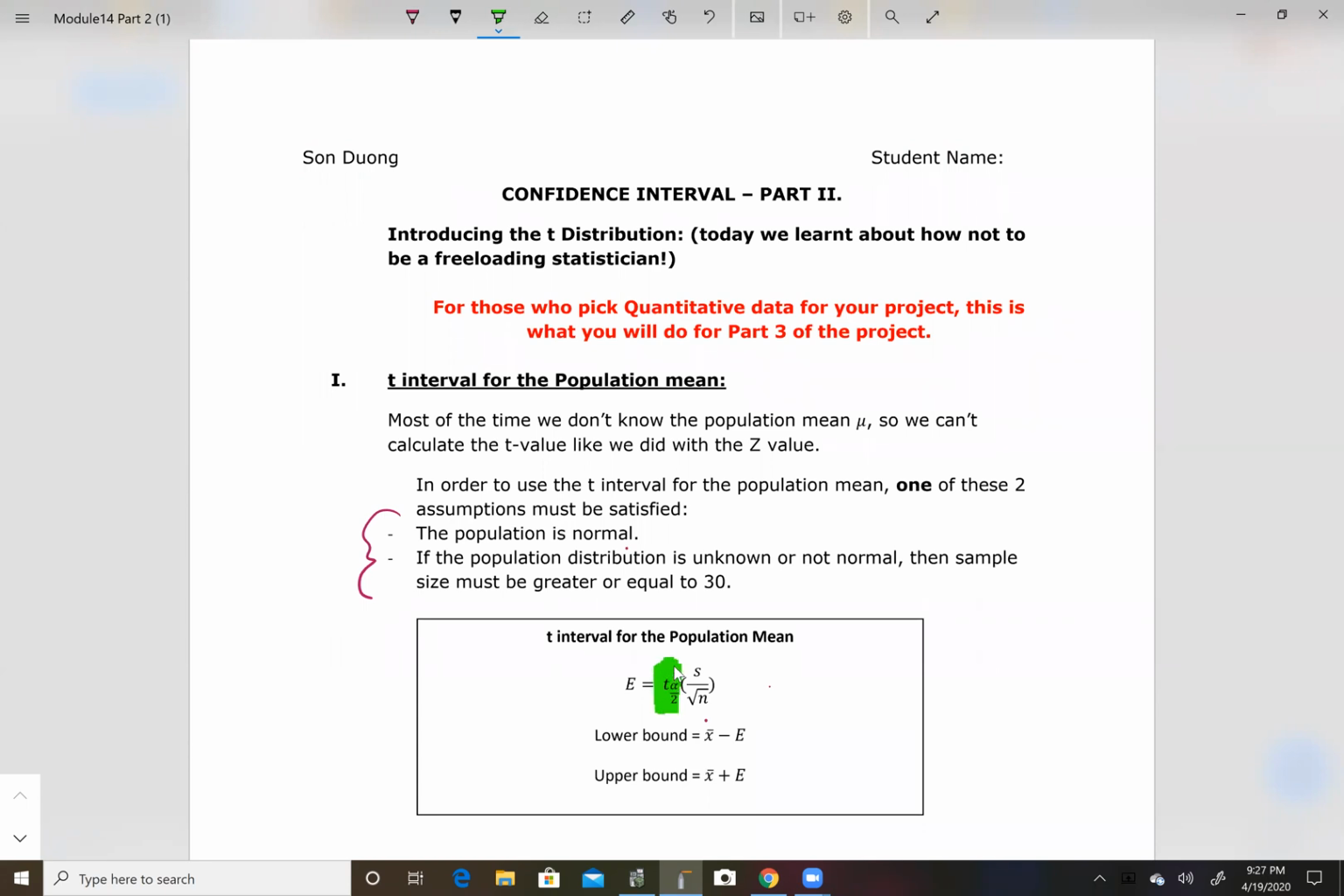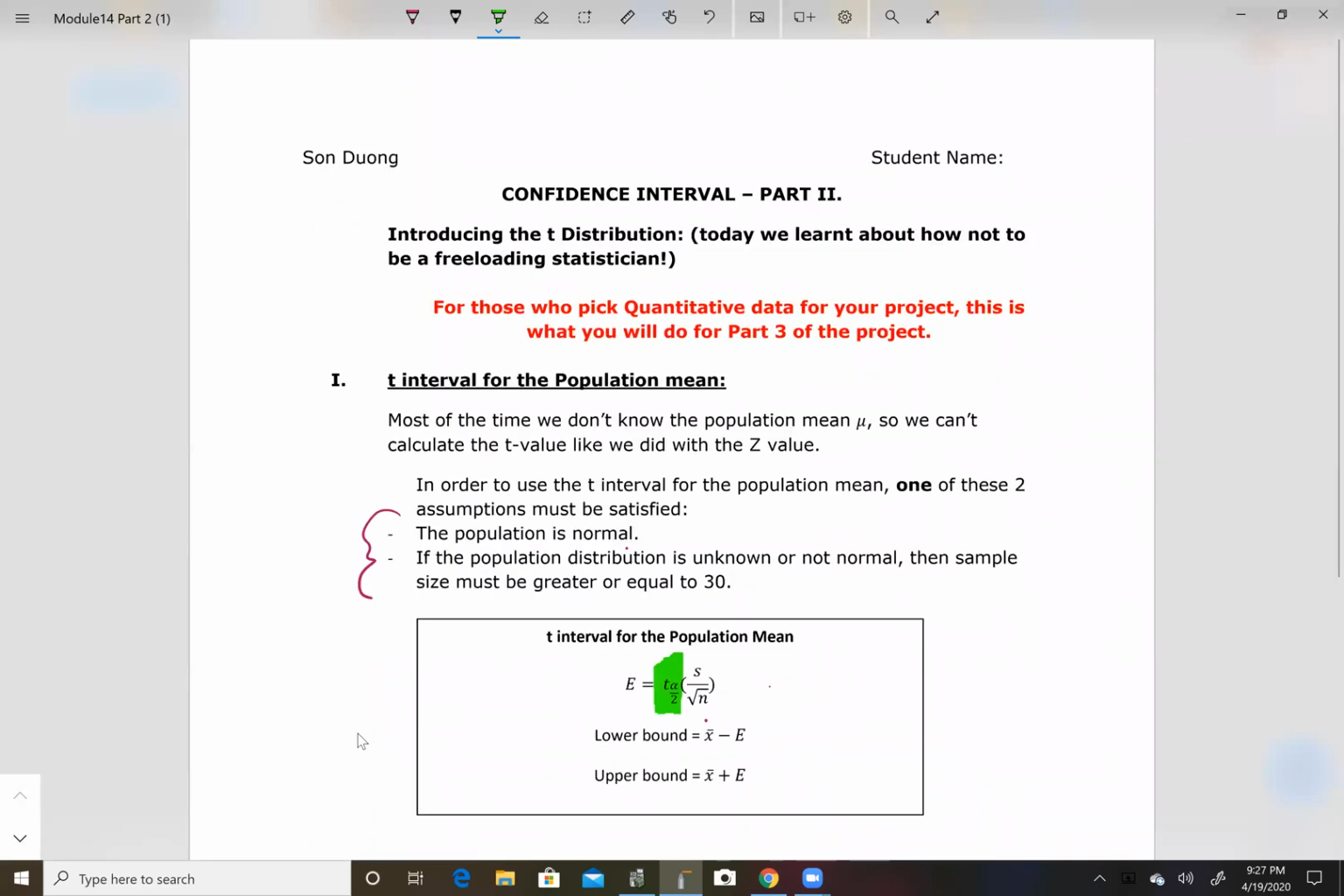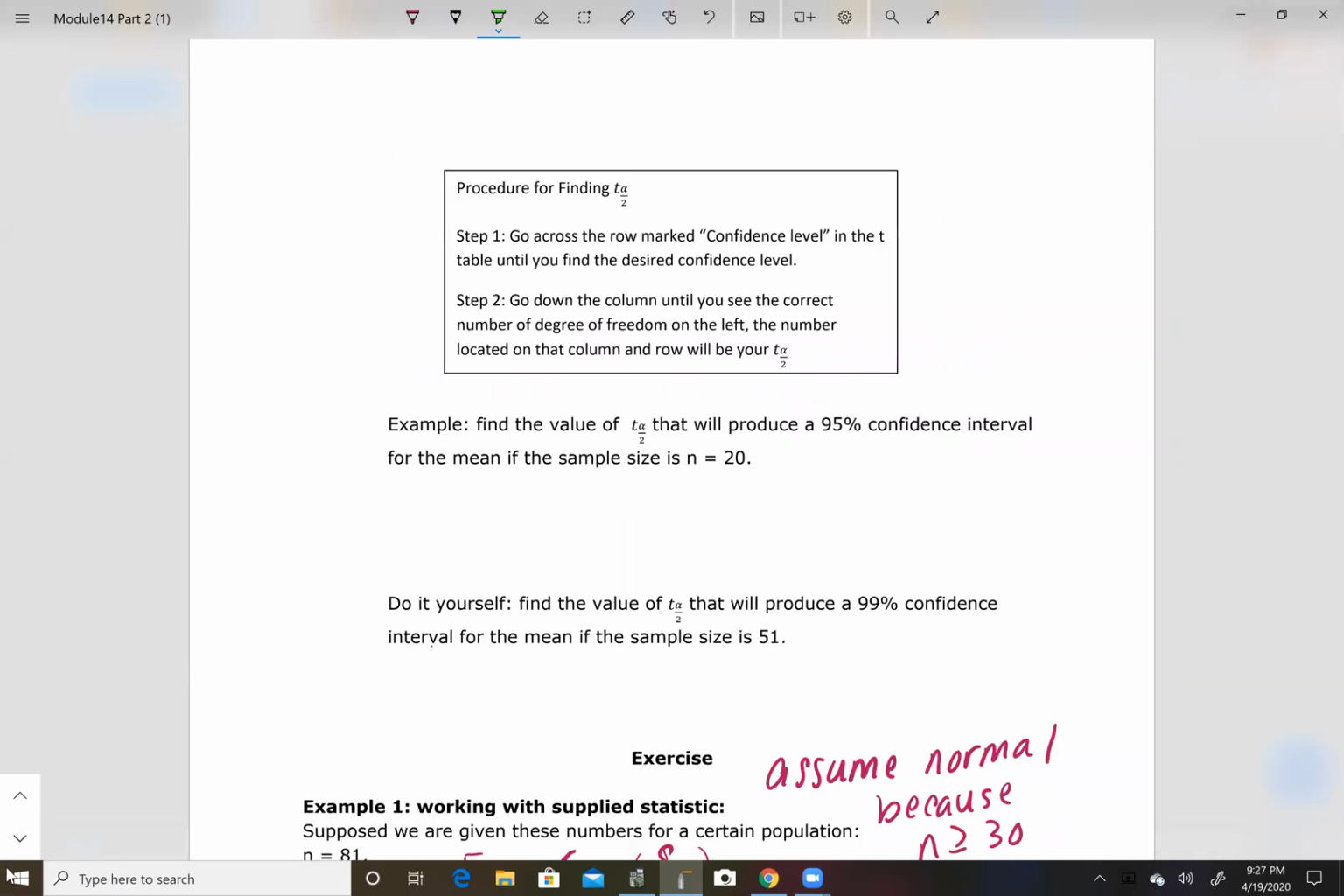I'm not going over this as in depth because it is almost exactly the same as the stuff that we've been doing. So we're going to find t of alpha over 2 first by using this table, and secondly by using our calculator. As you can see, our lower bound and upper bound are still our mean minus our margin of error and our mean plus our margin of error. Let's go down and just go through one, and I think that you will get a good idea of what we're talking about.